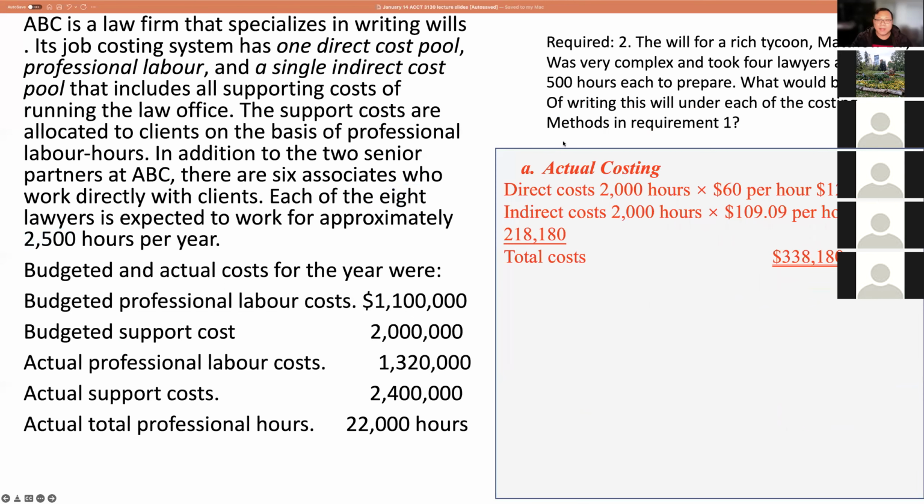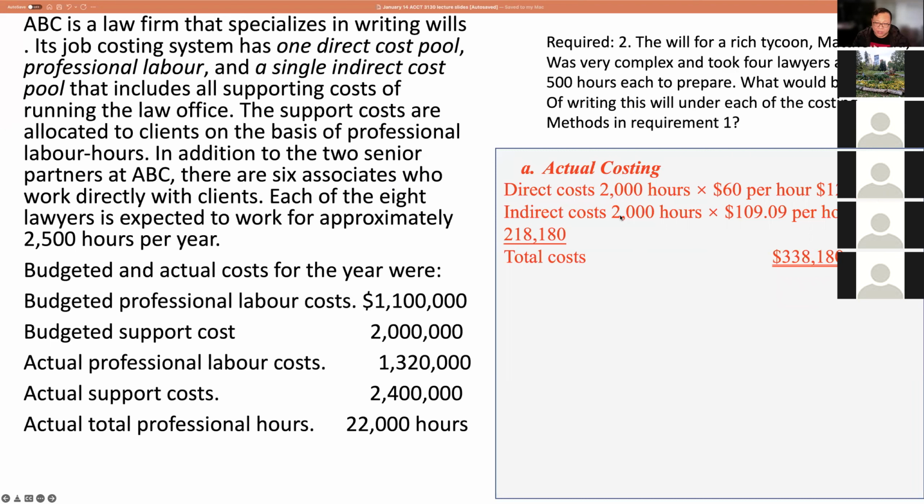Okay, now let's take a look at the second requirement. The will for Rich Takun Matthew Liu was very complex. It took 4 lawyers at the firm 500 hours each to prepare. What would be the cost of writing this will under each of the costing methods? We have already worked out the rate, right? So you just use how many professional labor hours? 4 lawyers times 500, so that'll be 2,000. You just use the rate we figured out in the first step, and then you add them up to figure out the total cost.